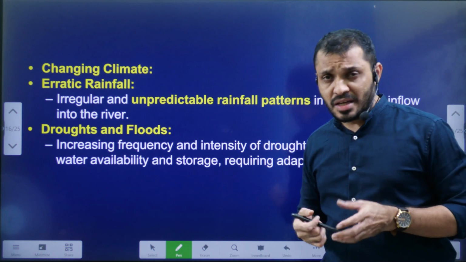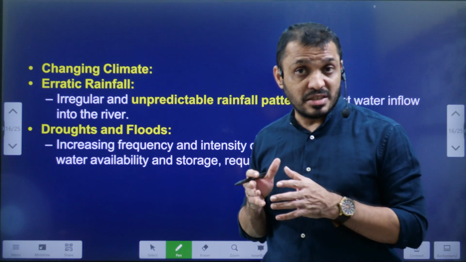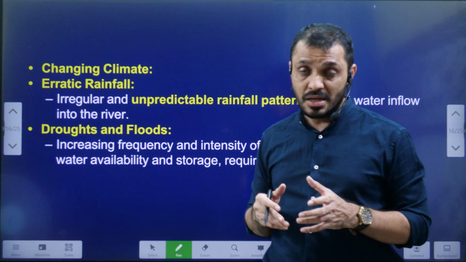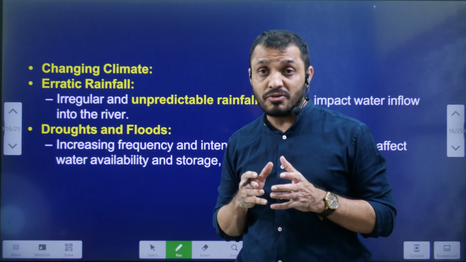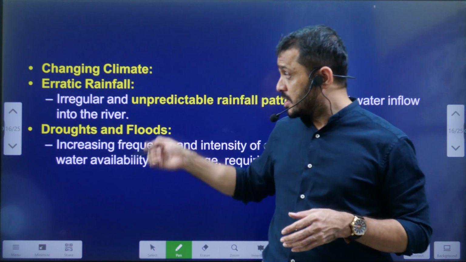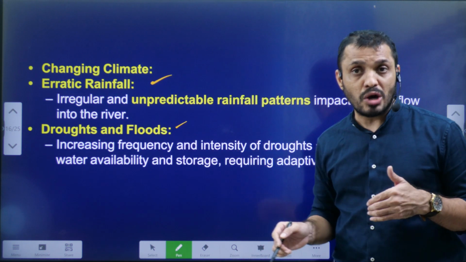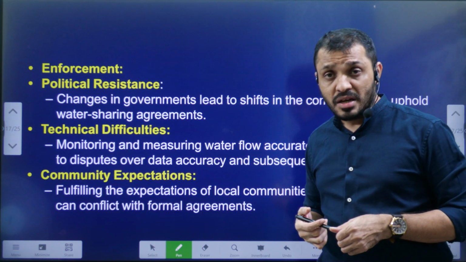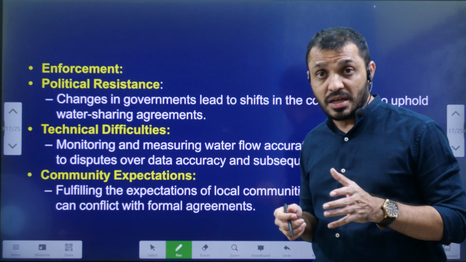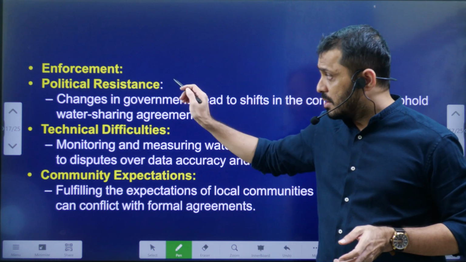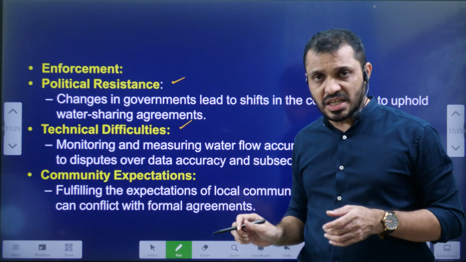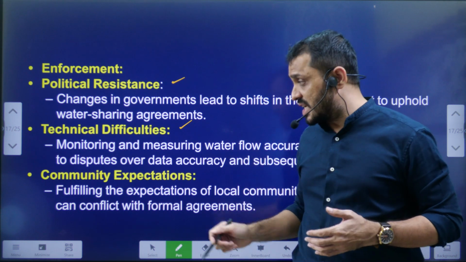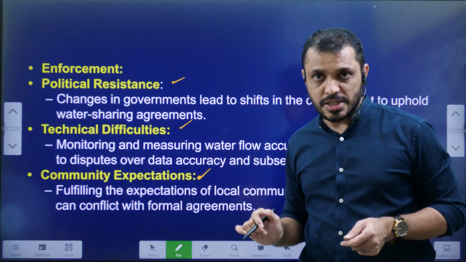Regarding the climate, like I said earlier, this time Karnataka has a deficit in rainfall. This is going to happen very frequently in future also. During these times, river sharing is going to be quite difficult due to erratic rainfall, droughts and floods. And regarding enforcement of the Tribunal's award, the political will is not there. Political resistance is there, and technical difficulties, like checking the flow of the river in different months, and community expectations.